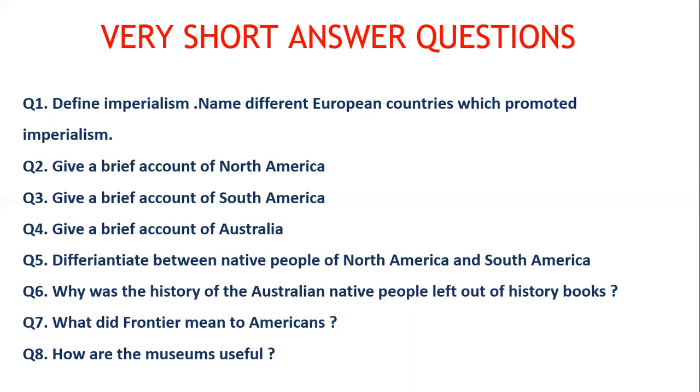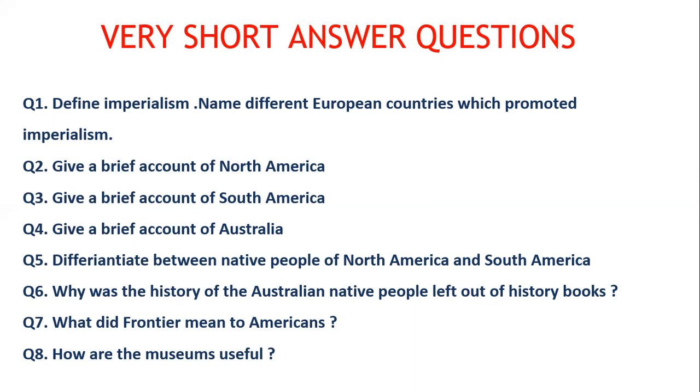Point number 2. The first point of difference was occupation. As the natives of North America did not do farming on a large scale, they could not produce surplus food. So they did not establish an empire. People of Central and South America established vast empires like the Maya Empire, Aztec Empire, and the Inca empires.